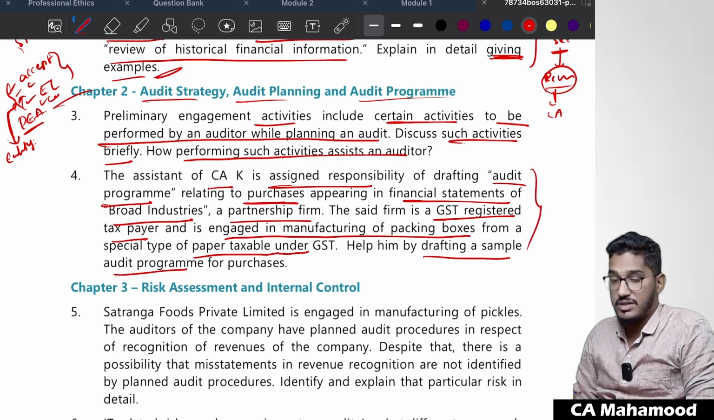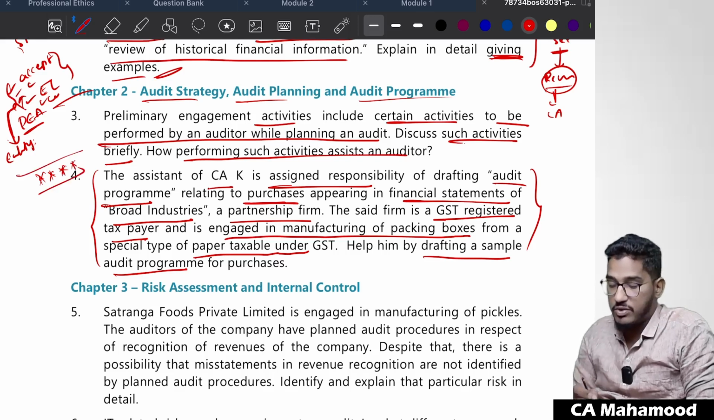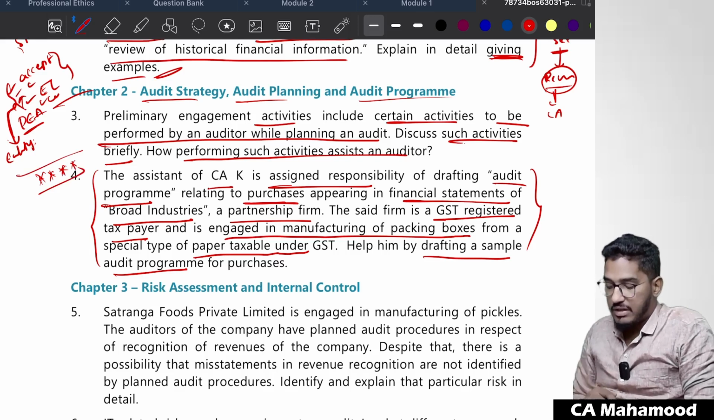So this is a question. This is a practical question. This question specifically you have to refer. Very, very important. This question you have to specifically refer to the answer. Why? Because this is a practical question. So they gave details about the company and they want you to develop an audit program for the purchases.